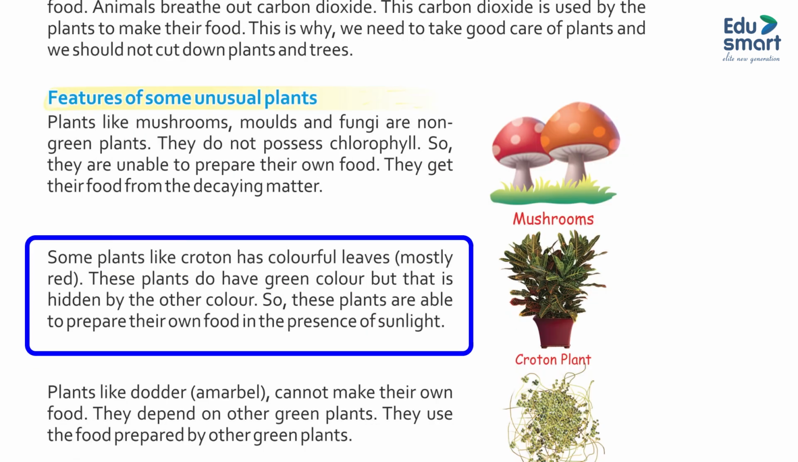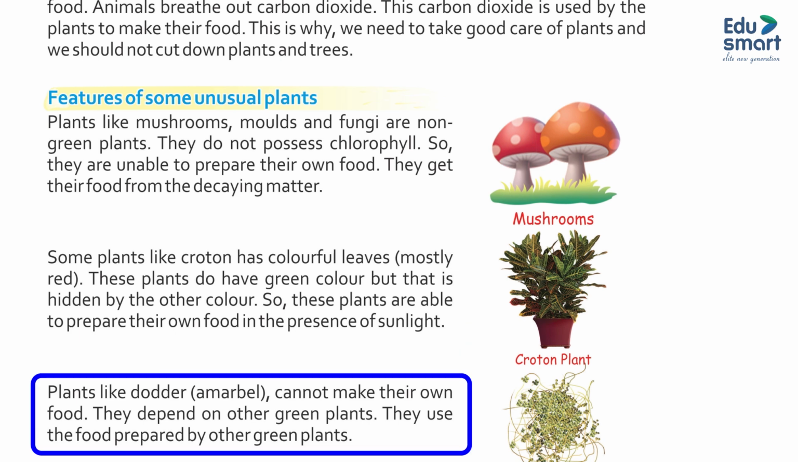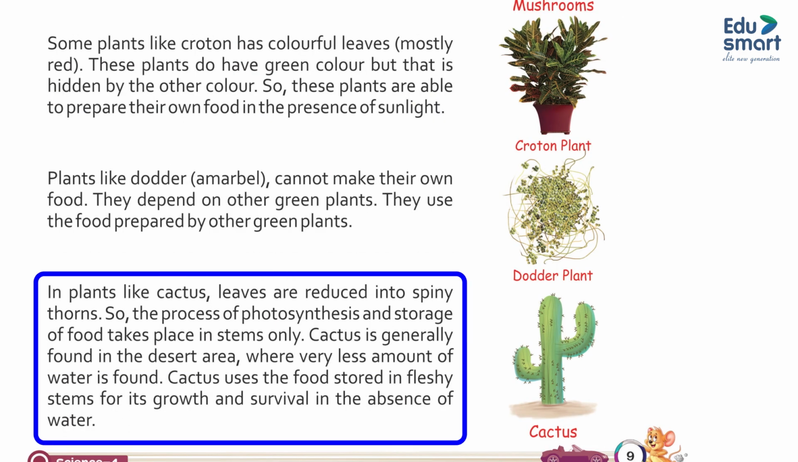Some plants like the cactus have colorful leaves, mostly red. These plants do have green color, but that is hidden by the other color. So these plants are able to prepare their own food in the presence of sunlight. Plants like dodder, a marble, cannot make their own food. They depend on other green plants. They use the food prepared by the green plants. In plants like cactus, leaves are reduced into spiny thorns.